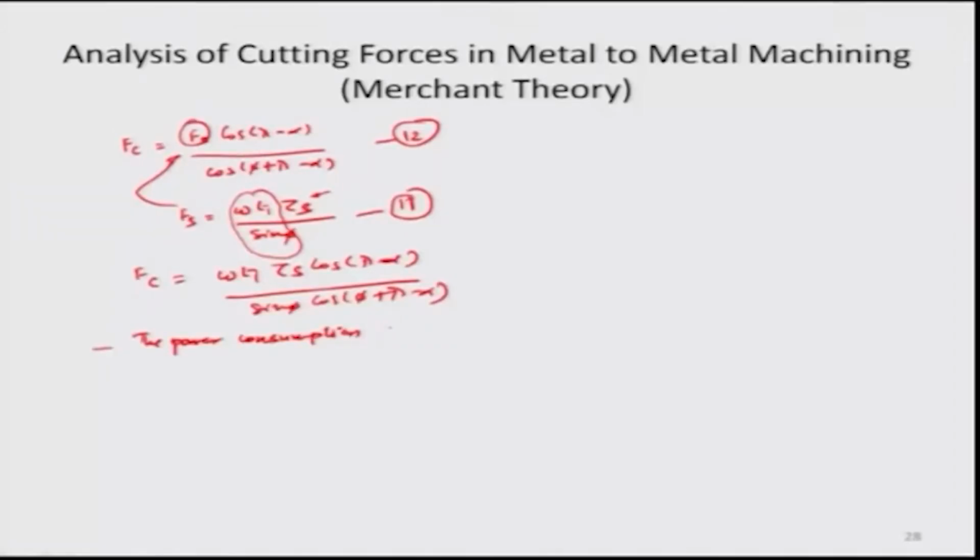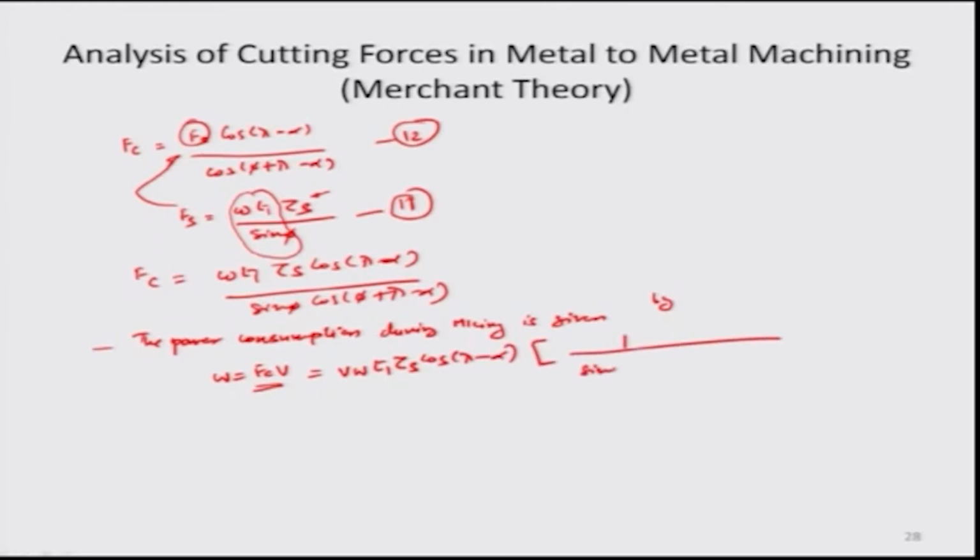So, basically the power consumption during machining is given by W equal to Fc times the velocity v, that is the cutting force times the velocity of the cut, and this comes out to be equal to V W T1 tau s cos of lambda minus alpha times 1 divided by sin phi cos of phi plus lambda minus alpha.